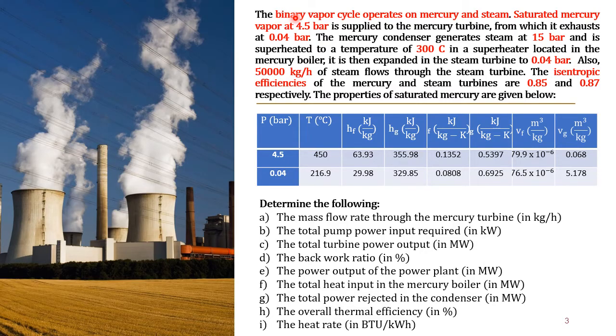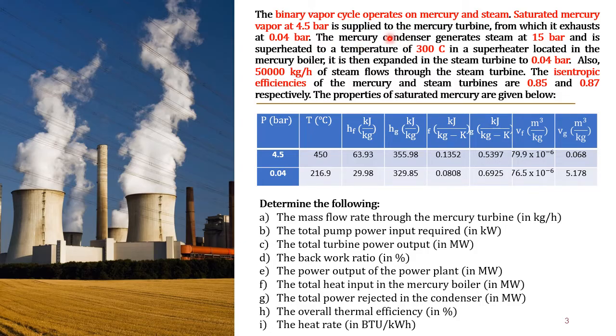If you remember binary vapor cycle, it's like a combination of two Rankine cycles, by which we have the topping cycle and the bottom cycle. The topping cycle is the mercury because of its properties, and the bottom cycle consists of a steam cycle. So in the topping cycle, which is the mercury cycle, saturated mercury vapor at 4.5 bar is supplied to the mercury turbine, and then it exhausts at 0.04 bar. So it means that the topping cycle operates at a boiler pressure of 4.5 bar, and its condenser pressure at the heat exchanger is 0.04 bar.